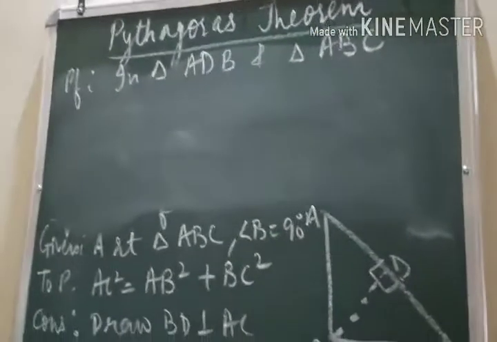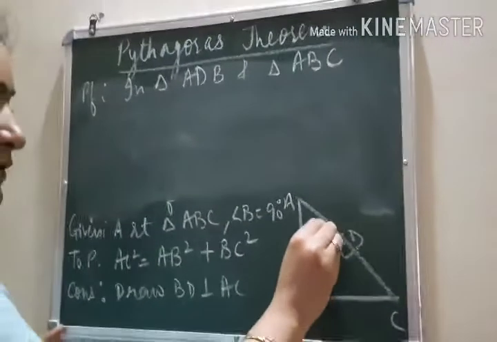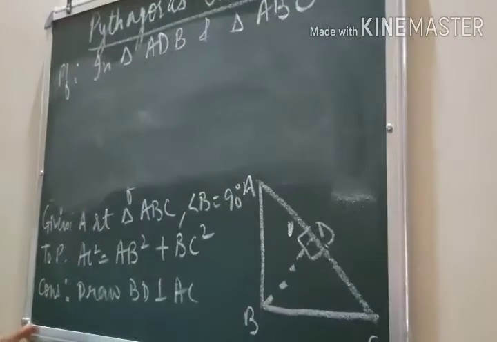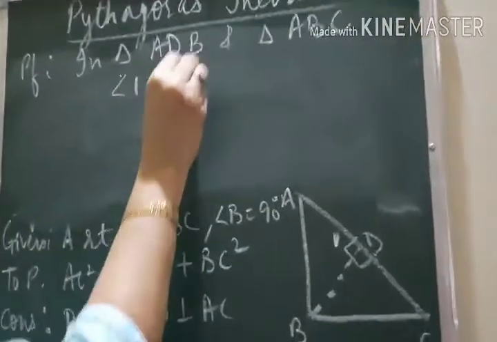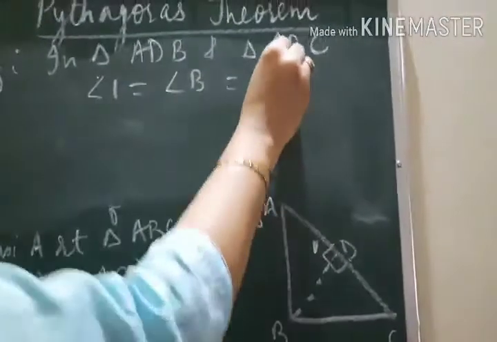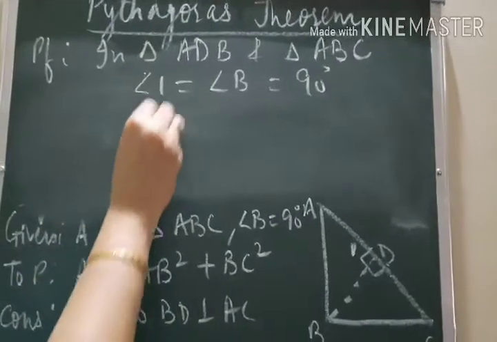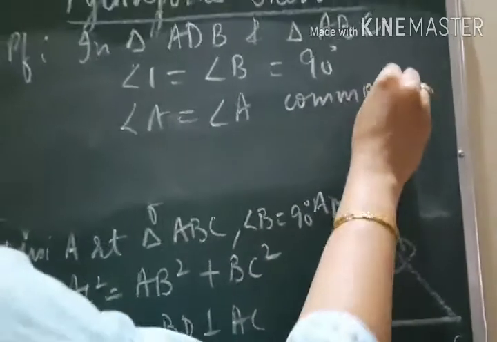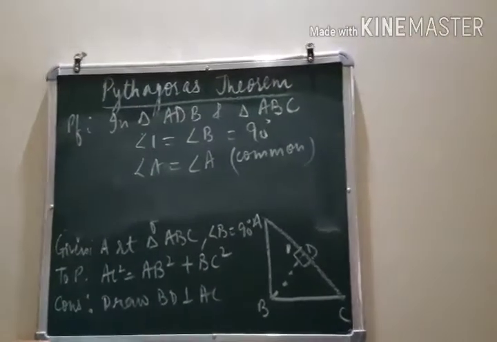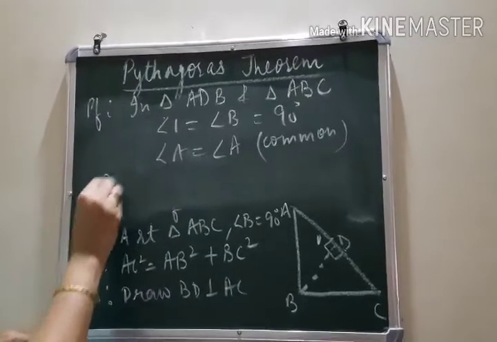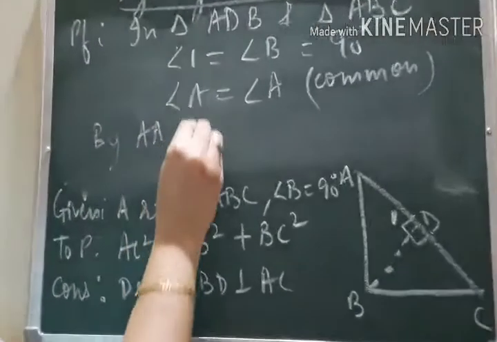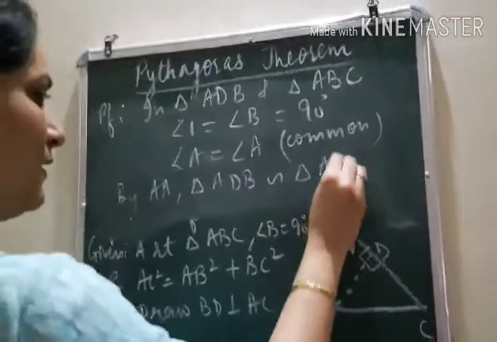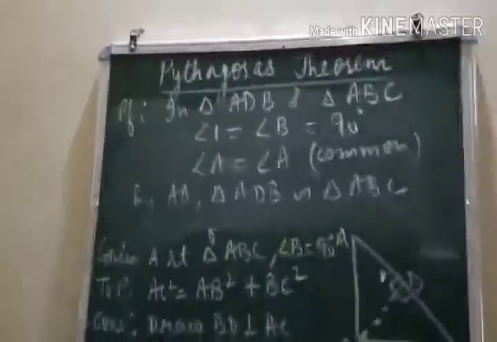Now, if you take these triangles, you can see that angle D, this angle 1 in this triangle is 90 and then angle B is also 90. So, angle 1 is equal to angle B, both 90 degrees. Okay? Angle A is common in both. Angle A equal to angle A, common. In both the triangles, we have proved two parts equal. So, by AA, triangles are similar. You can write triangle ADB is similar to triangle ABC, right? We have proved them similar.